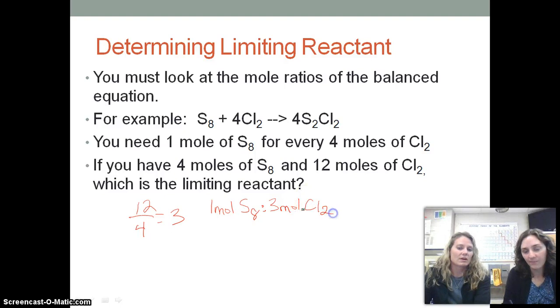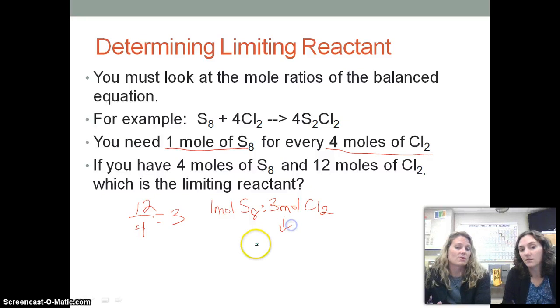Are we going to then compare what we started with in our balanced equation? Notice up here, for every 1 mole of S8, you need 4 moles of Cl2. Right now we have 1 mole of S8, which is the same as here. But we only have 3 moles of Cl2, and up here we need 4 moles of Cl2. So we don't have enough for that to be equal. We don't have enough Cl2. So that's our limiting reactant because it's the lower amount. So limiting reactant, or LR, is going to be Cl2. And that makes our S8 our excess.